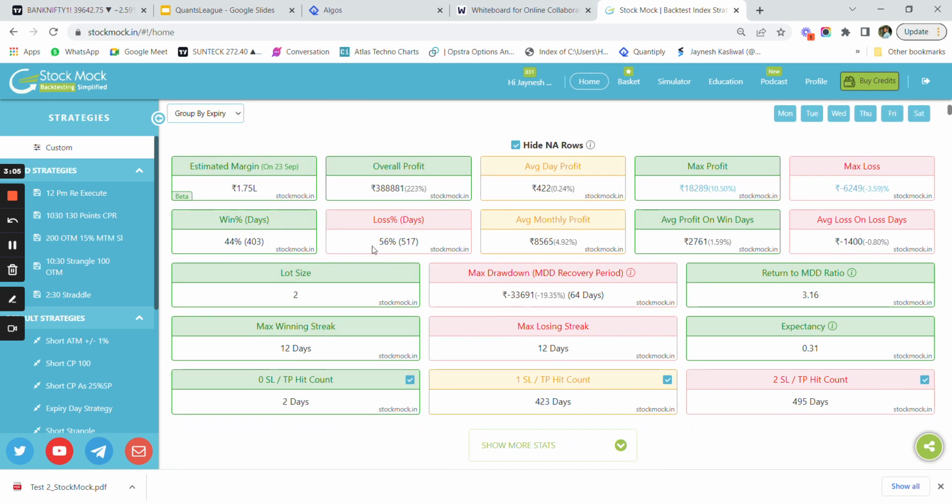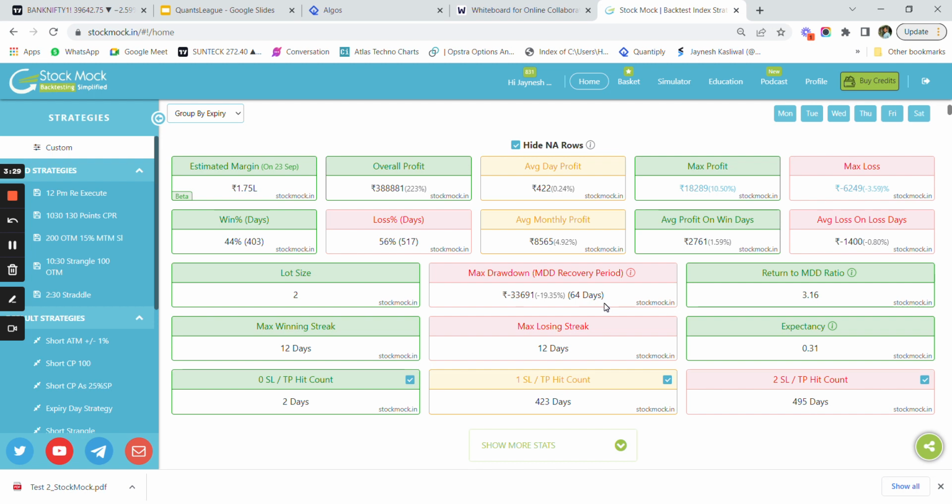So once we have designed the strategy, let's see the backtest here. In the backtest, I can clearly see that on the estimated margin of 1.75 lakh rupees, the drawdown that is coming here is huge. Generally we are trying to keep the drawdown to 10% or less, individual strategy drawdown also, so that the overall basket drawdown comes to be lesser than 10%.